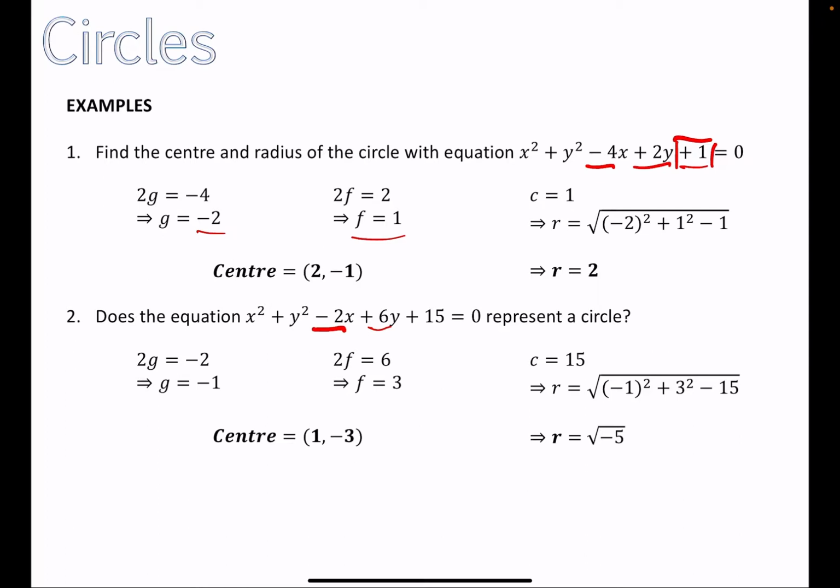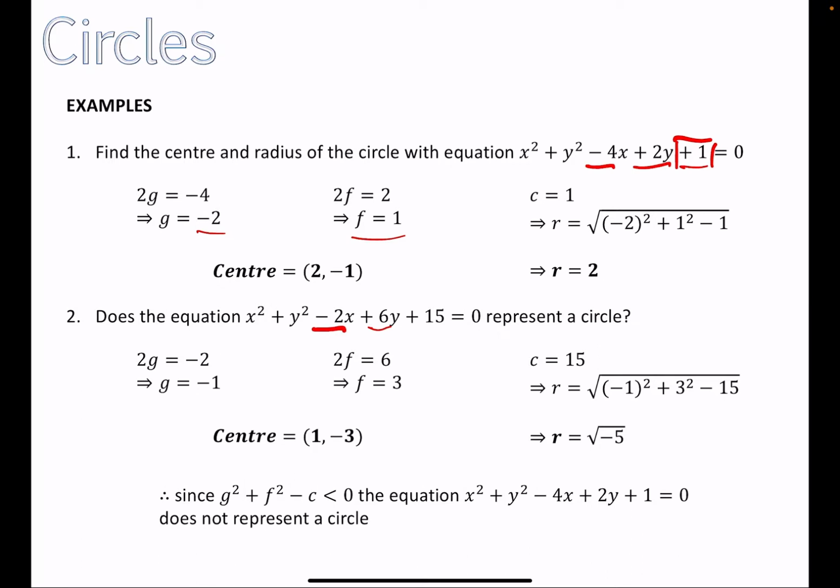1 and 9 makes 10, take away the 15 is -5. We can't find the square root of -5, in which case we can't have a radius, in which case we cannot have a circle. So we've got to just write this nice and clearly. g squared plus f squared minus c is less than 0. Therefore, the equation x squared plus y squared minus 4x does not represent a circle.